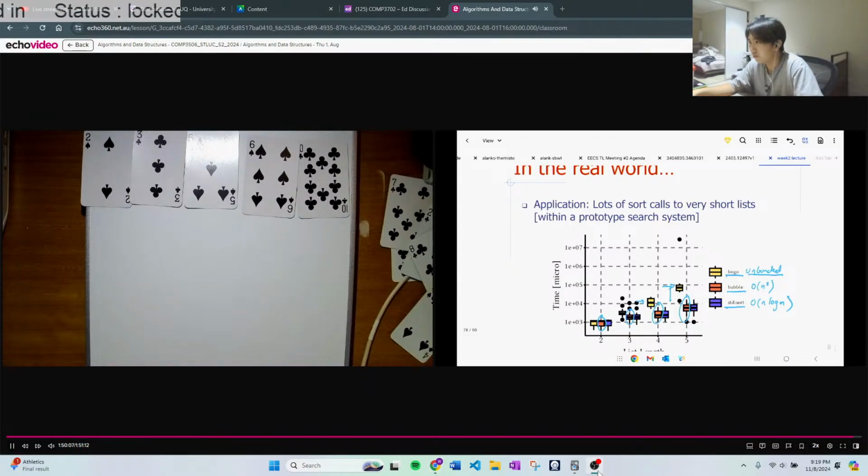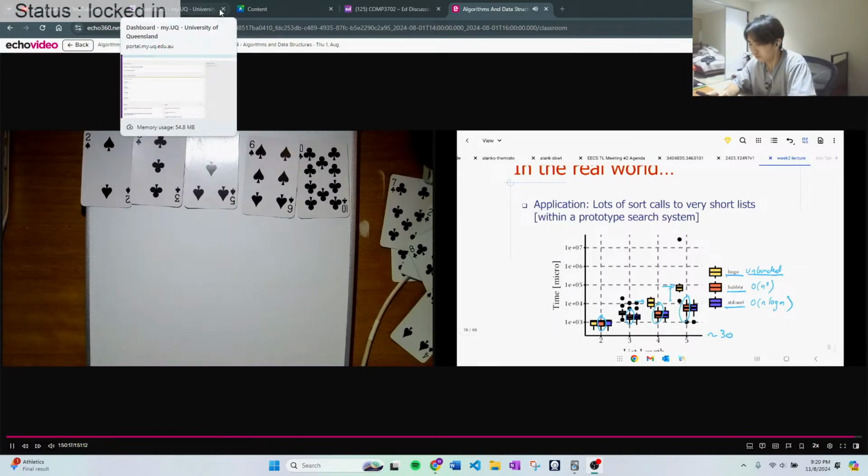I sometimes get list lengths up to around 30. Now, clearly bubble sort for 30 is going to start being worse than probably standard sort. And I might perhaps use bubble sort for lists up to length 6 or 7, okay?